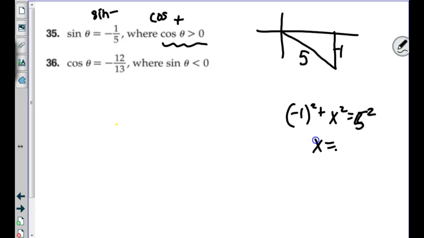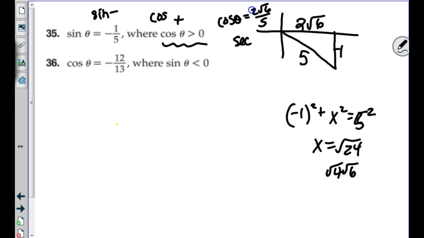Yep. Square root of 24, or 4 times 6, 2 squares is 6. And the sine? Positive because we're going to the right in quadrant 4. All right. Do you want me to do some of the functions? Like, what would cosine be right there? 2 root 6 over 5.